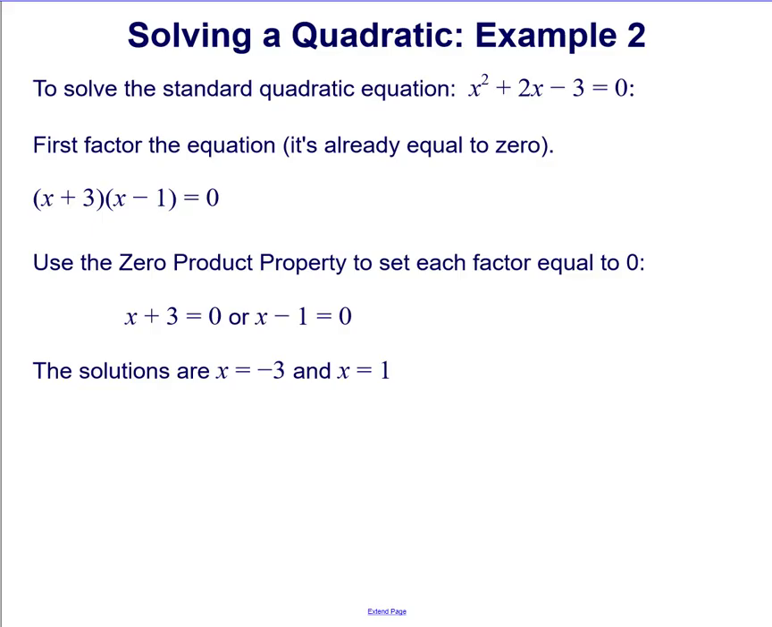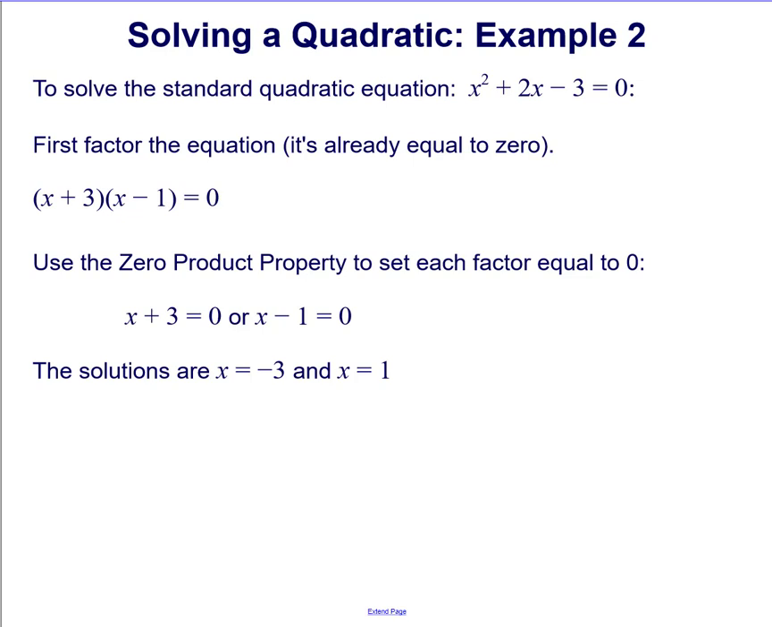Solving a quadratic example number 2. So here what we see is we have a quadratic. Okay? So to solve a standard quadratic equation, x squared plus 2x minus 3 is equal to 0, we first have to factor. So factor the equation. It's already equal to 0, so that's a good start. So the quadratic x squared plus 2x minus 3 factors into x plus 3, x minus 1.